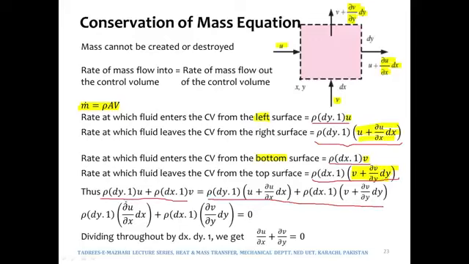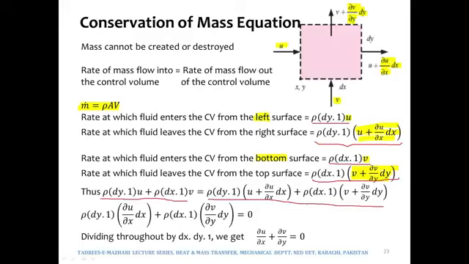And then various terms would get cancelled out. For example, rho dy times u will get cancelled out by rho dy times u on the right hand side. Similarly, rho dx times v on the left hand side will also get cancelled by this rho dx times v on the right hand side.